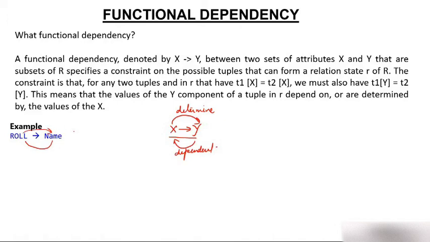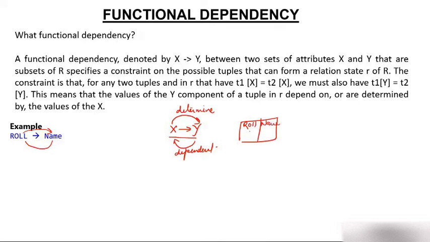And this is very common. You know this very well, that if you have a roll number, you can determine the name, or find that name is dependent on a roll number. So I'll give you an example. One column is roll number, another is name.